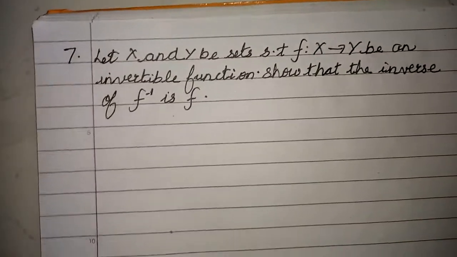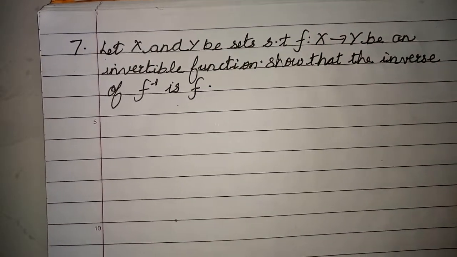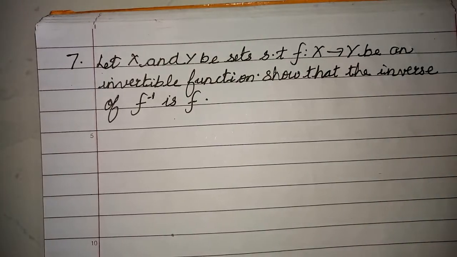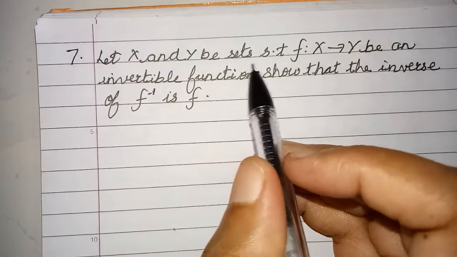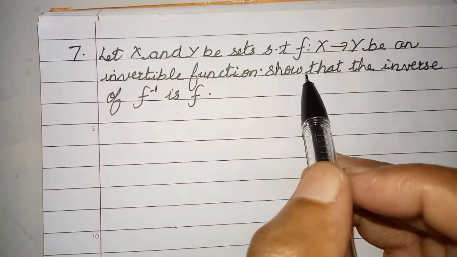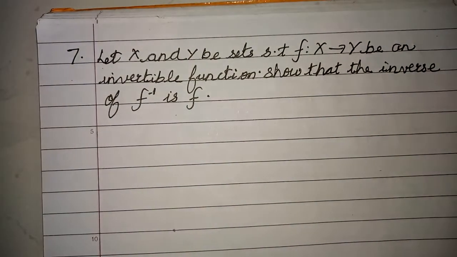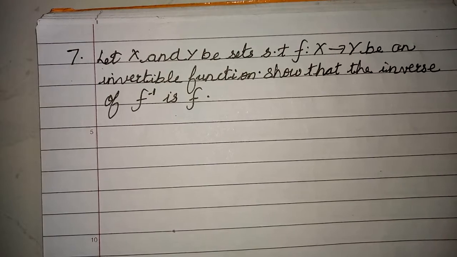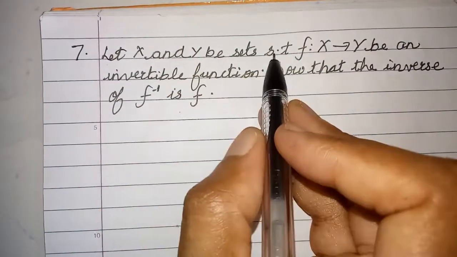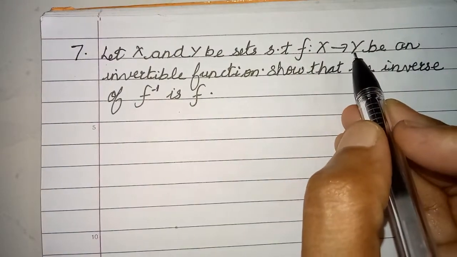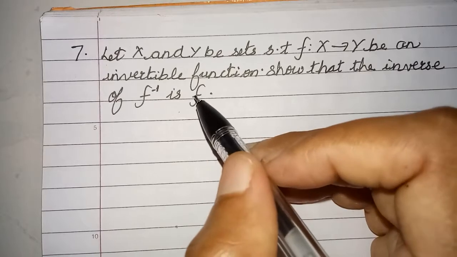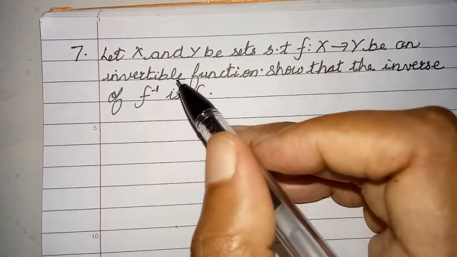The last one for the day. It is given that let x and y be sets such that f is a function from x to y, an invertible function. Show that the inverse of f inverse is f. Is that clear? So what it is saying is that if x and y are sets such that f from x to y is an invertible function, then the inverse of f inverse is f.